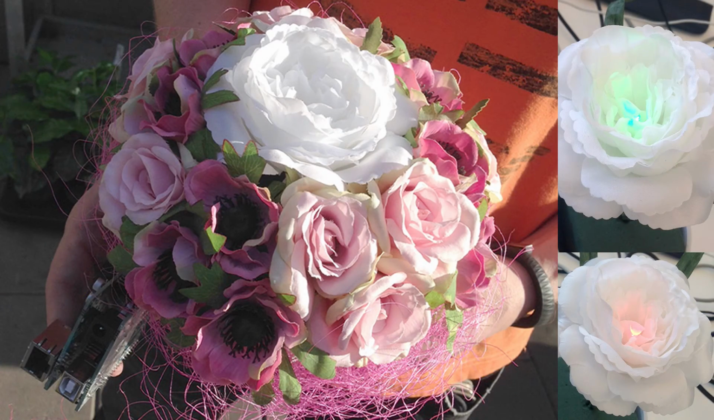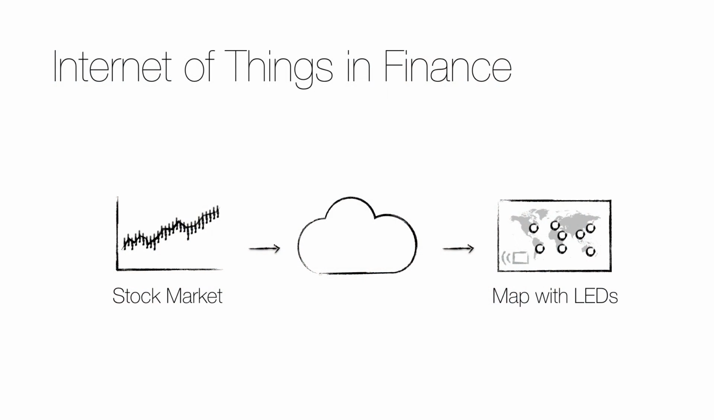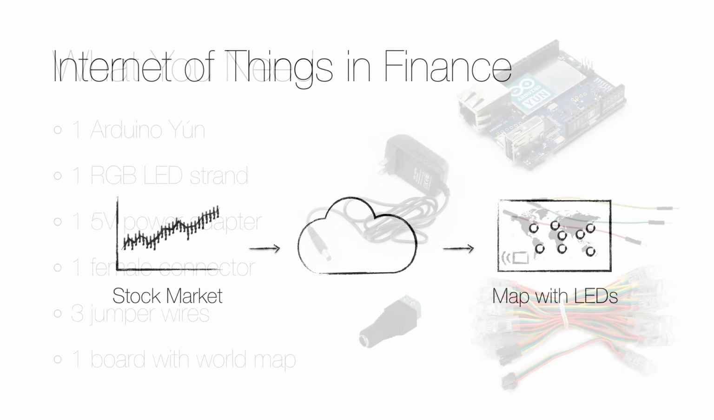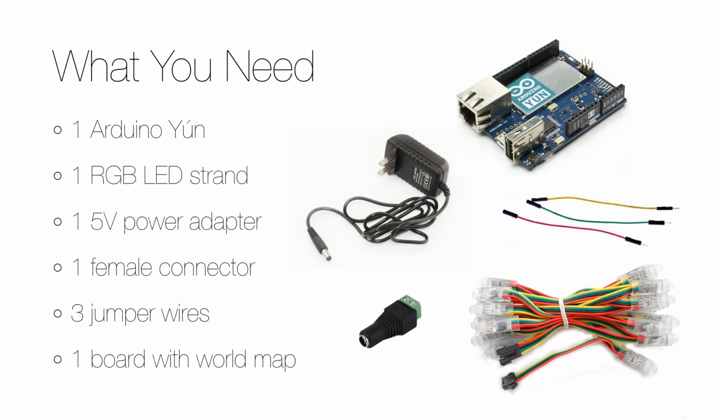In a previous video, I've shown you how an airline company was using the color of a flower to show their sales. So this time I wanted to make something even more visual and decided to make a world map with the current state of each major stock exchange in the world. To do that, you need an Arduino Yún, an RGB LED strand with at least 25 pixels, a 5-volt power adapter, and a female connector, 3 jumper wires, and a board with a world map that has 12 millimeter holes for each stock exchange location.